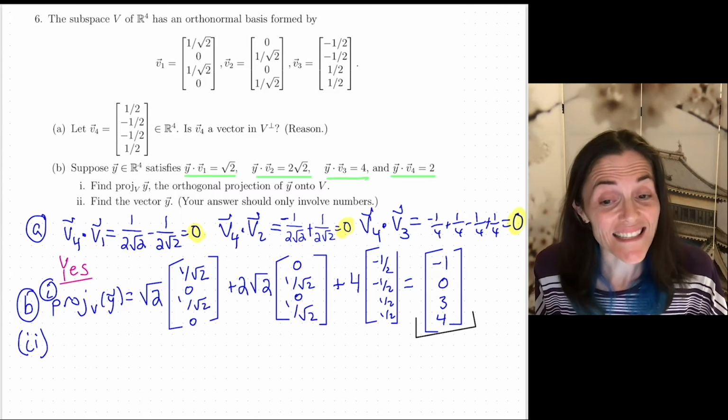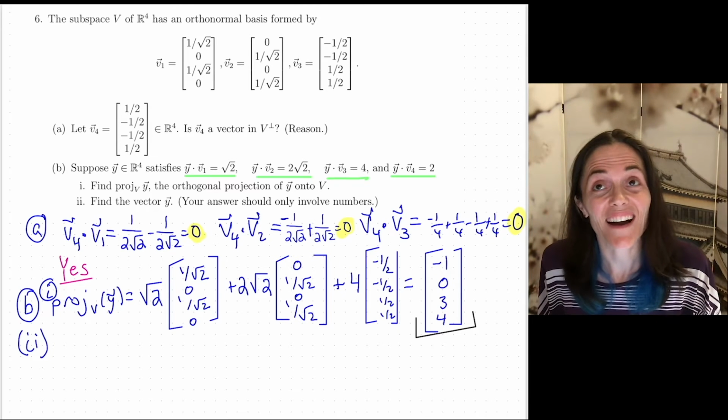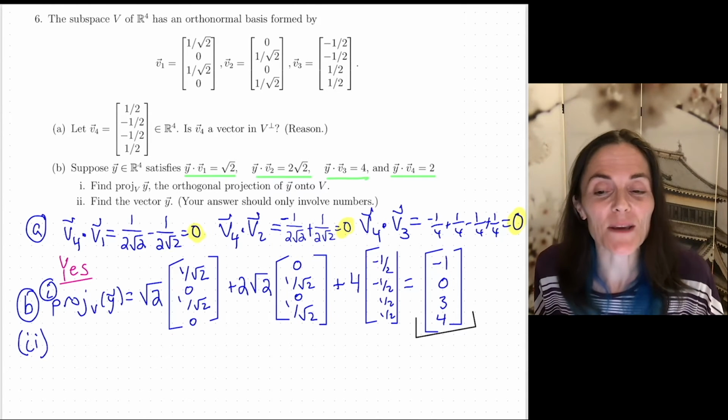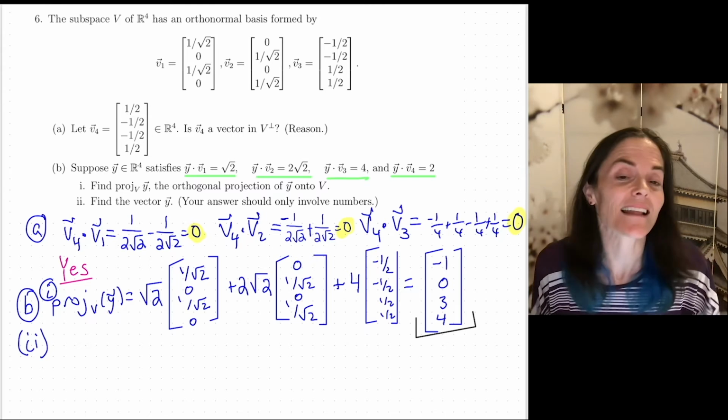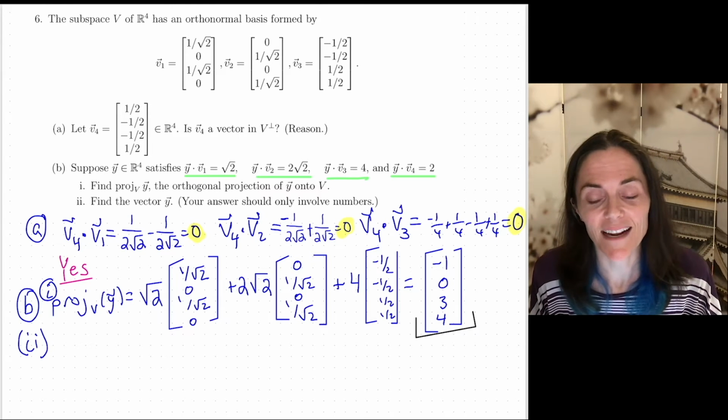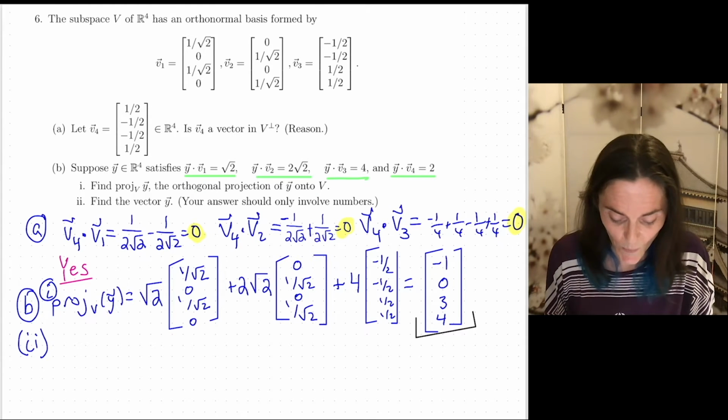Well, we want y itself. And we have to really use our knowledge here. So the calculation is not that hard. We have to use our knowledge of what we're looking at, which is why this is a cool problem.